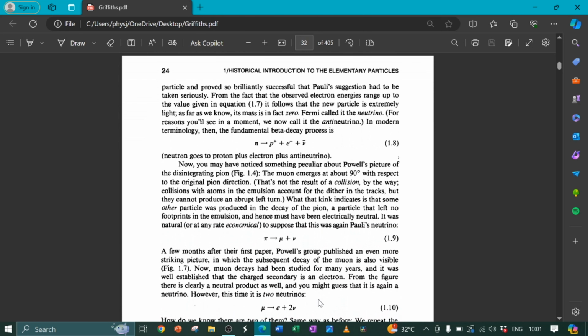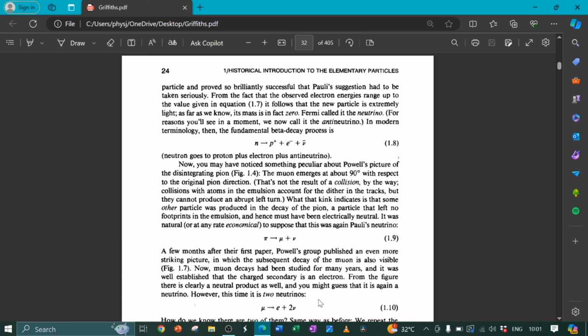From the fact that the observed electron energies range up to the value given in equation 1.7, it follows that the new particle is extremely light as far as we know. Its mass is in fact 0. Fermi called it the neutrino. For reasons you'll see in a moment, we now call it the antineutrino. In modern terminology, then, the fundamental beta decay process is neutron goes to proton plus electron plus antineutrino.